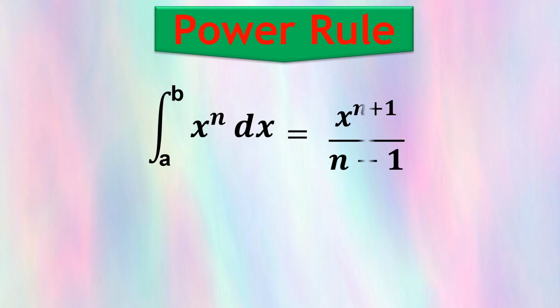Before we have the other examples, let us recall the power rule, which is very important. The integral of x to the n dx from a to b is equal to x to the n plus 1 over n plus 1, from a to b. So from here, we first get the integral of x to the n, and from that, we evaluate it from a to b.